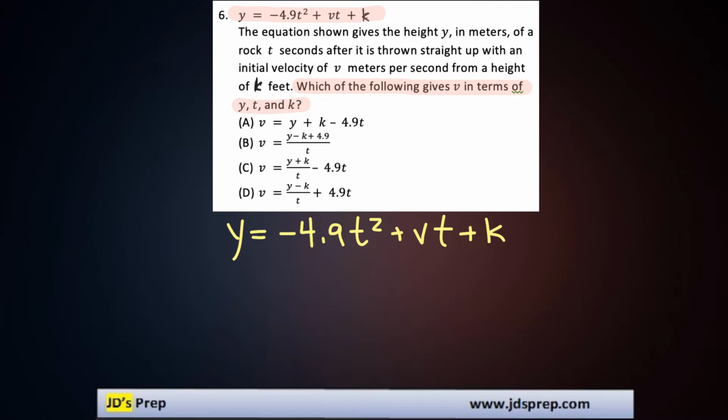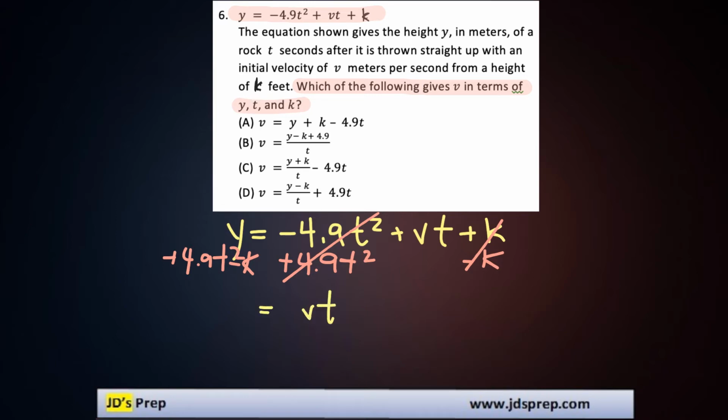So in order to do that, our first step would be to move the other two terms next to vt over to the other side of the equation. So for example, we can get rid of this negative 4.9 t squared by adding 4.9 t squared to both sides of the equation. And then that would cancel out. And then we'd also have to get rid of this plus k, and we're going to do that by subtracting k from both sides.